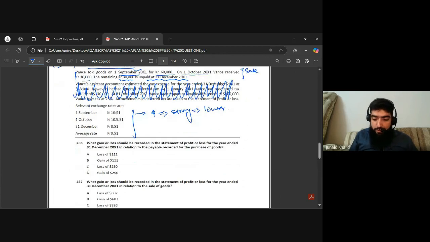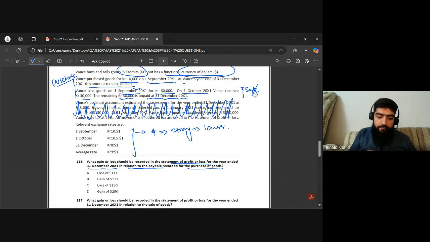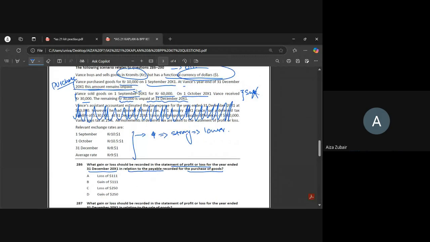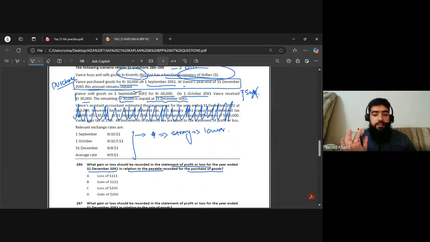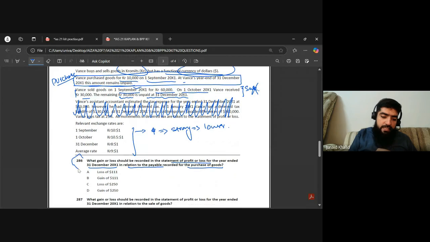What gain or loss should be recorded in the statement of profit and loss at 31st December 2001 in relation to the payable recorded for the goods purchased? It means we are here to calculate the exchange gain or loss, not for the sale transaction, but for the purchase. Are you getting the point? Yes. So for this requirement, this second paragraph is irrelevant for us, right?